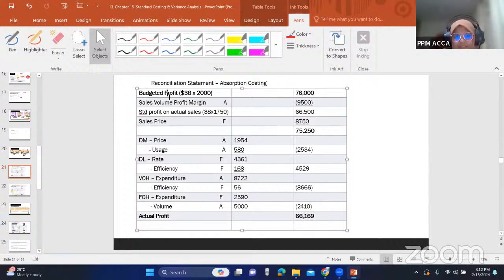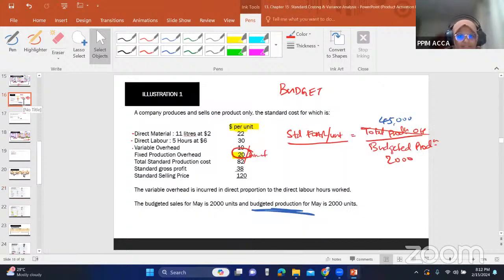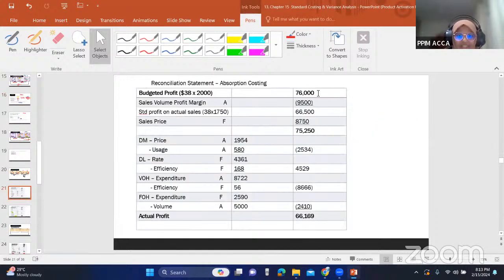So this is the budgeted profit. These are all the things that went wrong or went right. And finally, the profit that we get is this. Let me go through this one by one. Budgeted profit. If we go to the question, budgeted information, we are supposed to get a profit of 38 per unit. Profit means profit per unit into the number of units that you sell. According to the budgeted sales, you're supposed to sell 2000 units. So 2000 into 38, that is the budgeted profit, which is 76,000.